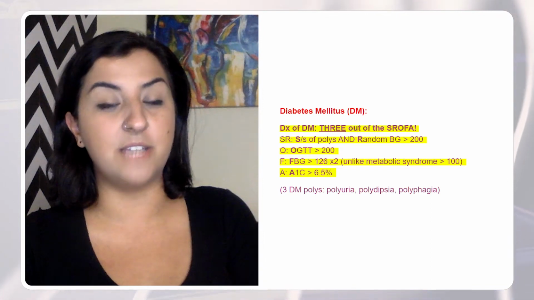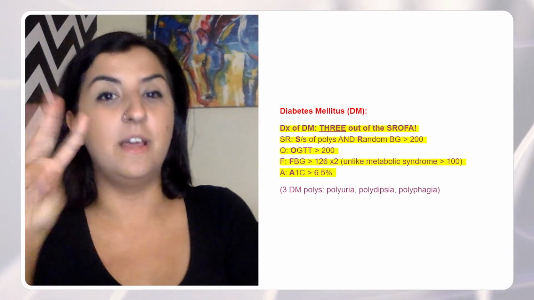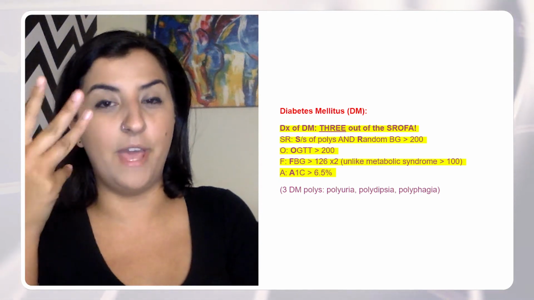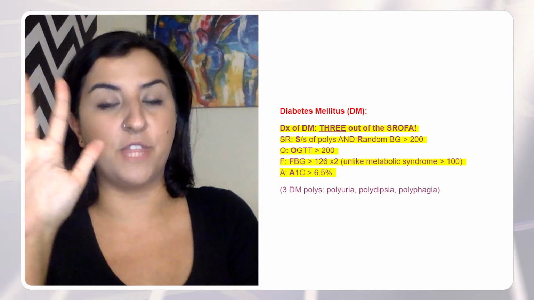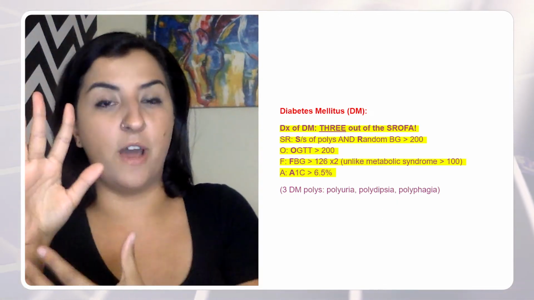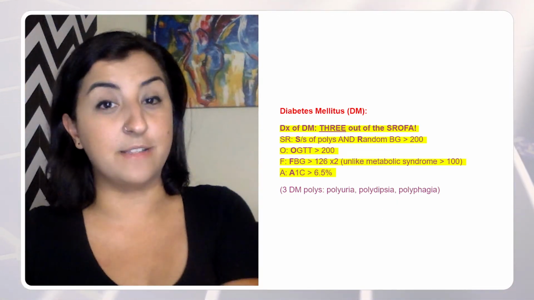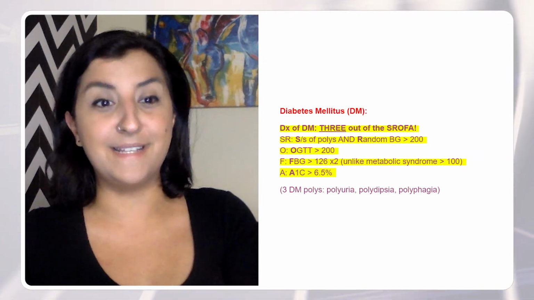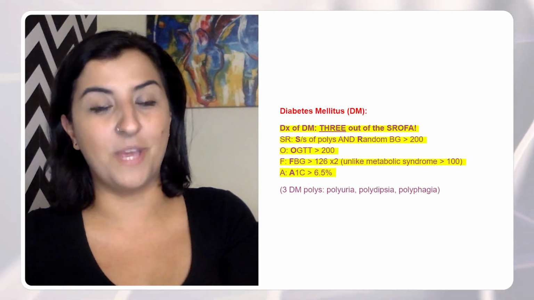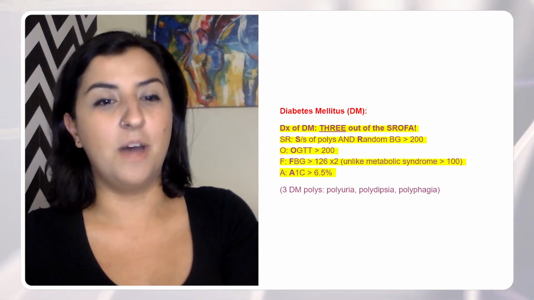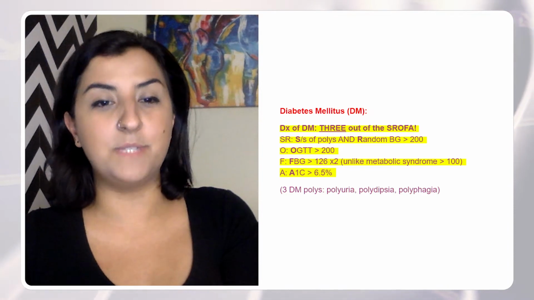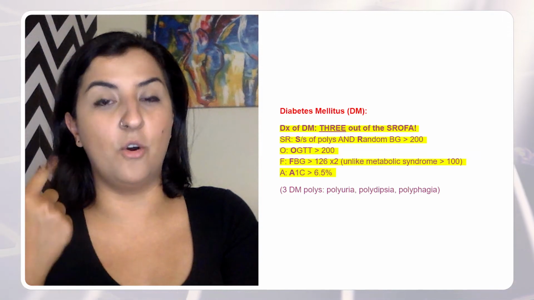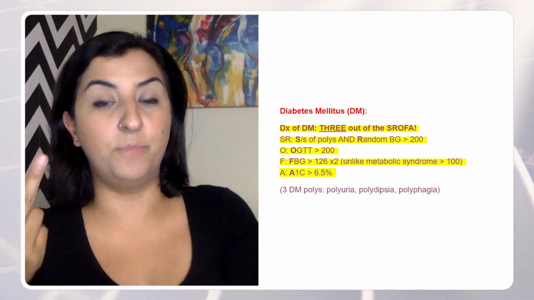But the key is that to diagnose diabetes, you need 3 out of the SROFA. SROFA is 5 things. You need 3 out of these 5 in order to diagnose someone with diabetes. The S, the first thing, is signs and symptoms of the polys. So polyuria, polydipsia, and polyphagia. These are the 3 polys, okay? Overeating, over-thirsty, and over-peeing.